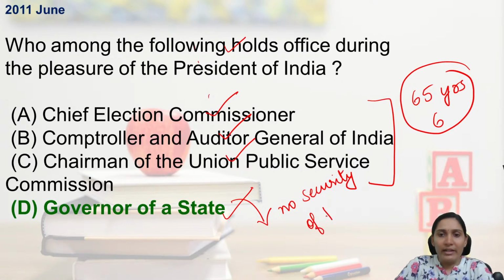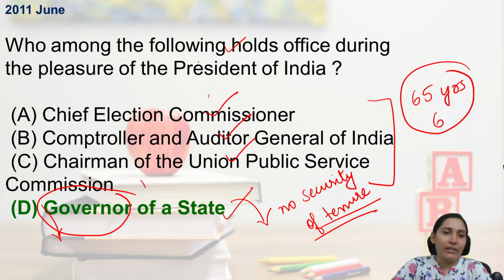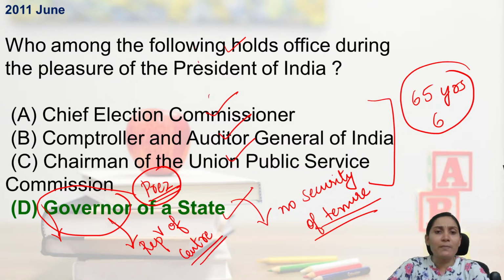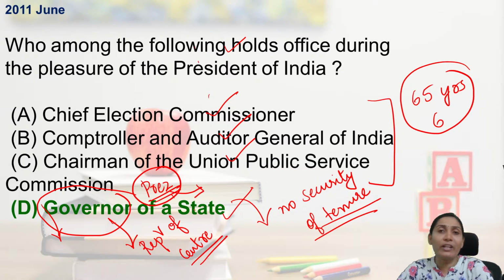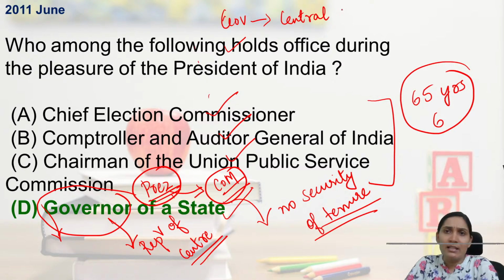Now, to remember this, I'll give you an example, a clue for how you can remember. Who appoints the governor? Governor is appointed by the president. We have seen that the governor is the representative of the center in the states. The president acts on the aid and advice of the council of ministers. So literally, the governor of any state is appointed by the central government or the council of ministers at the central level.